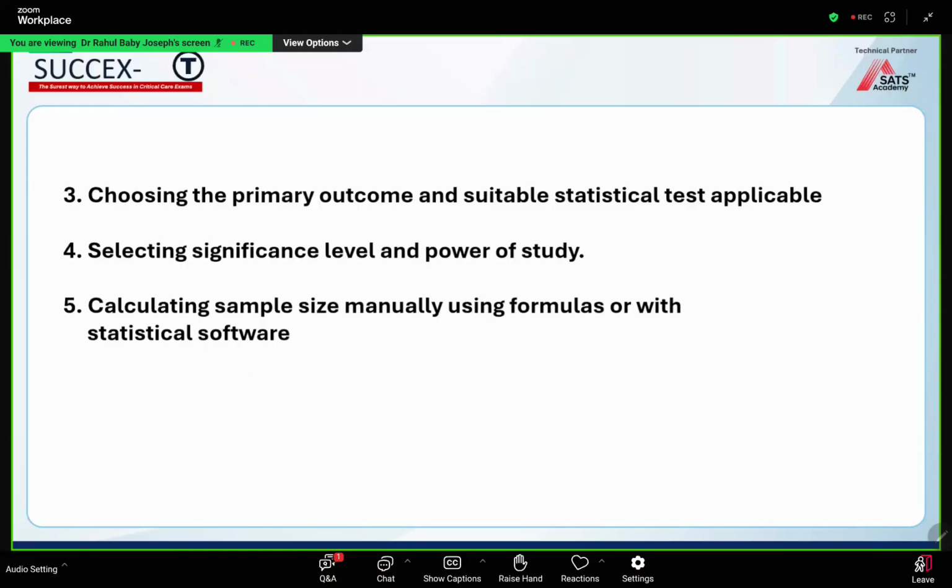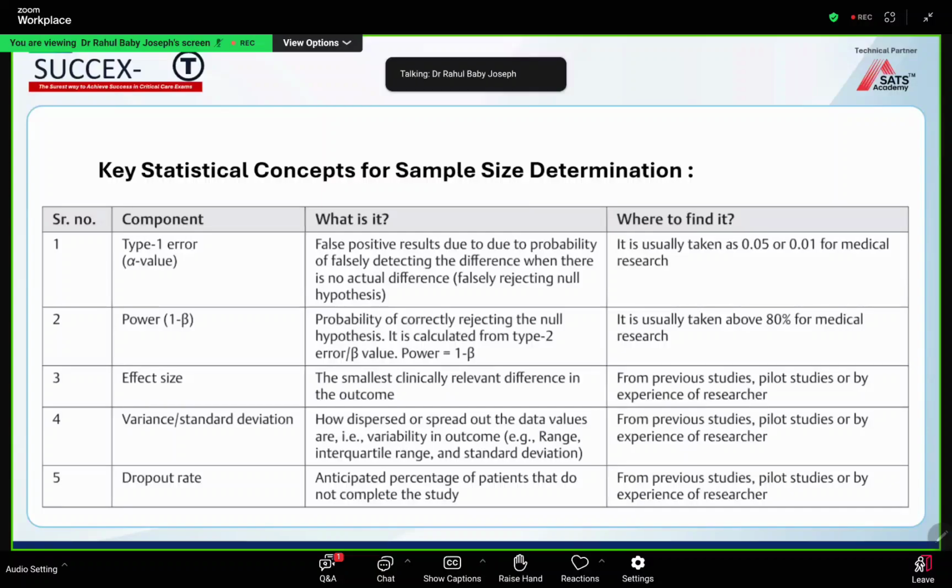The third step is choosing a primary outcome and suitable statistical test. And then you have to select the significance level and the power of the study. Then calculating sample size can be done manually with different formulas we will discuss, and also with use of certain computer softwares. There are certain key statistical concepts that you have to know before you go for sample size determination. One is you have to know what is type 1 error and type 2 error, what is the alpha and beta value, and you need to know the power of the study, which is nothing but 1 minus your beta error. You need to know what is your effect size, standard deviation, and the dropout rate.